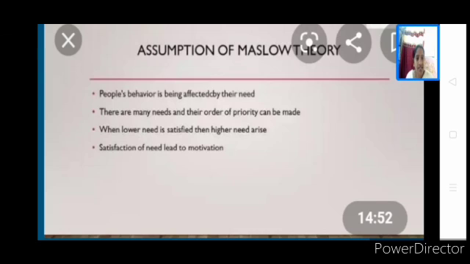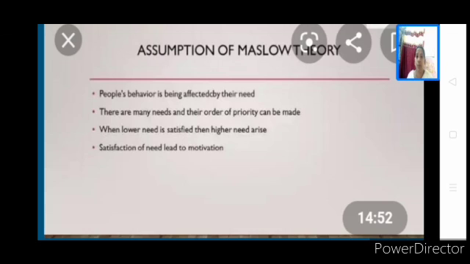As I said, Maslow has given this theory of hierarchy of needs. When he developed this particular theory, he considered some assumptions. Upon those assumptions, he built up this theory. As you know, when we develop a theory, we have to assume something, and those assumptions become the base for the theory. So Maslow's assumptions for his hierarchy of needs theory are as follows. People's behavior is being affected by their needs. This we have come to know through the process itself.